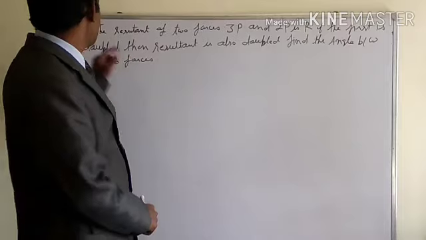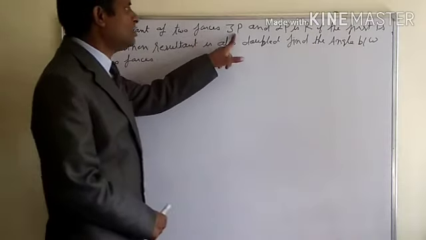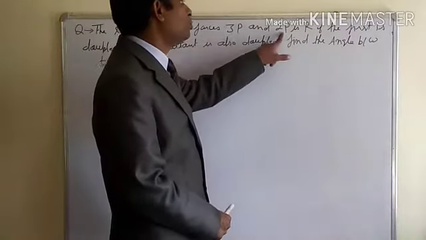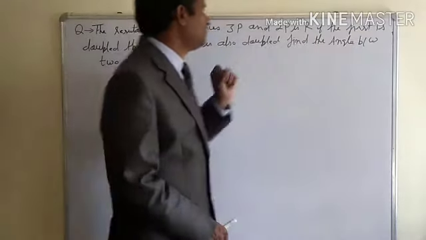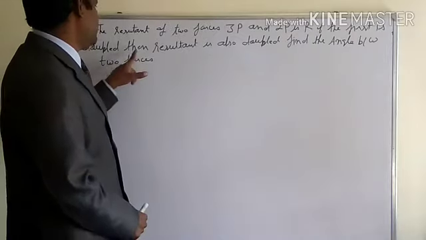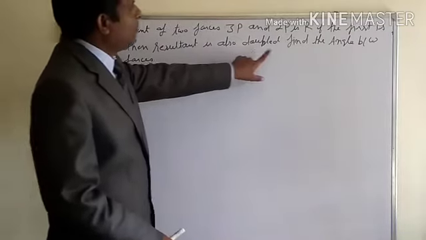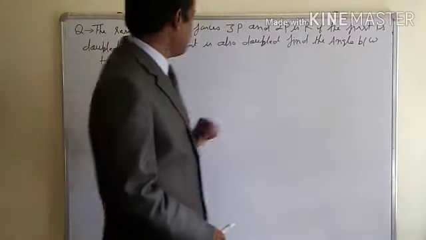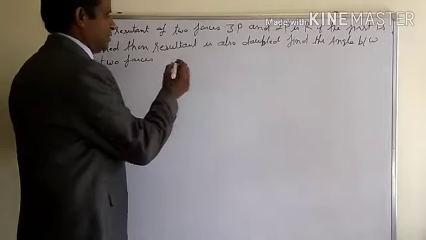Next question. The resultant of two forces 3P and 2P is R. If the first is doubled, then the resultant is also doubled. Find the angle between the two forces. So how will we solve this question?